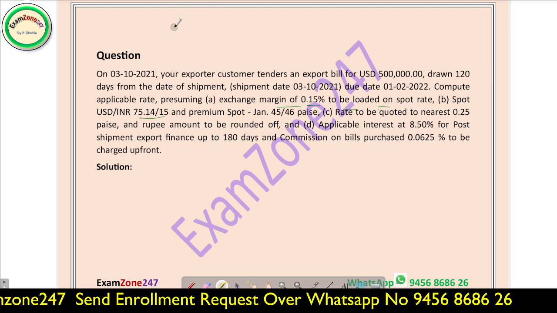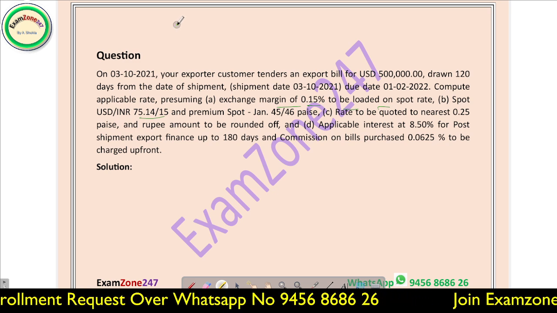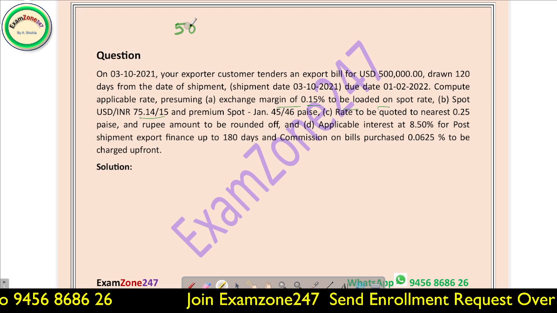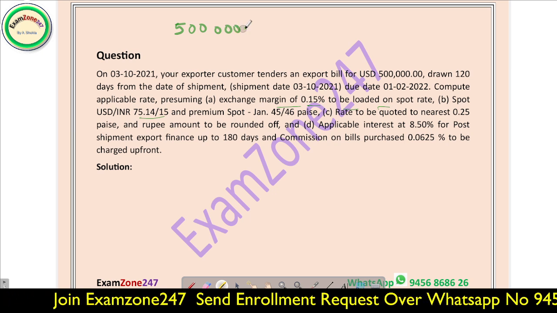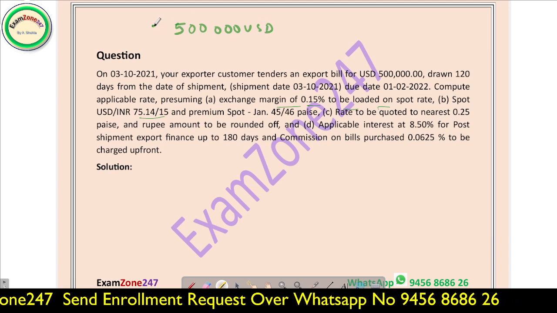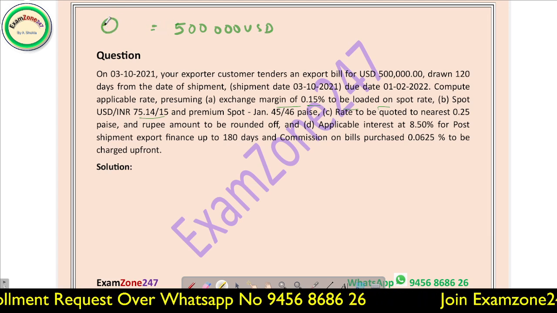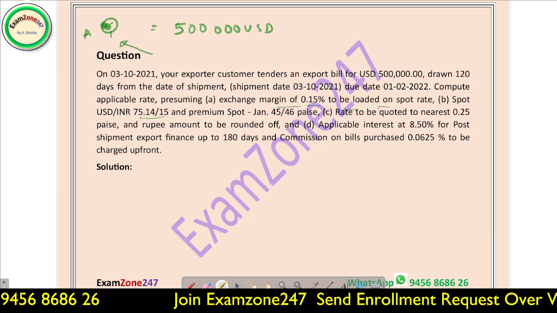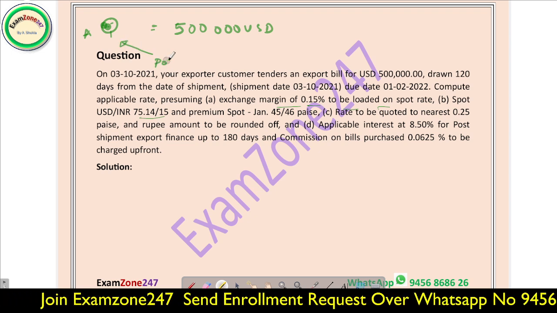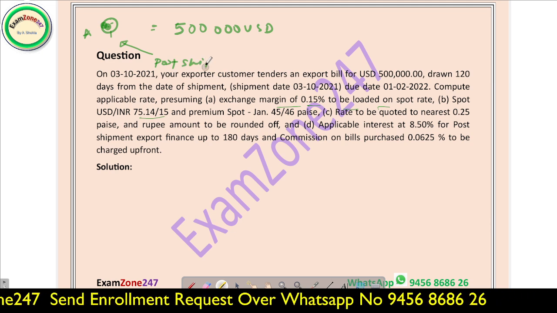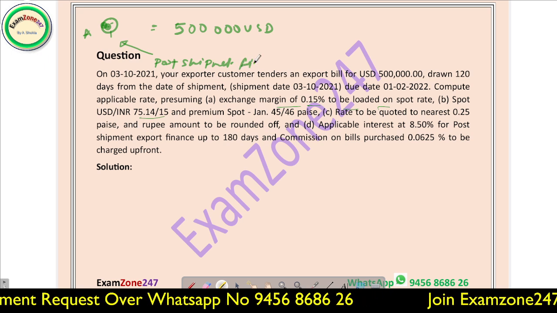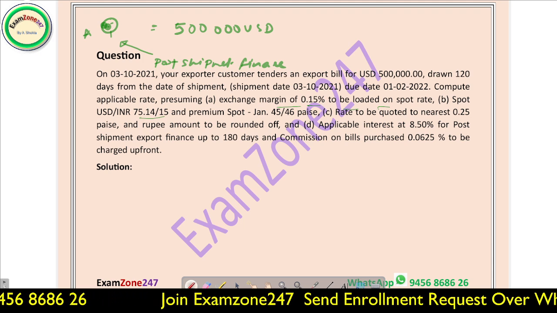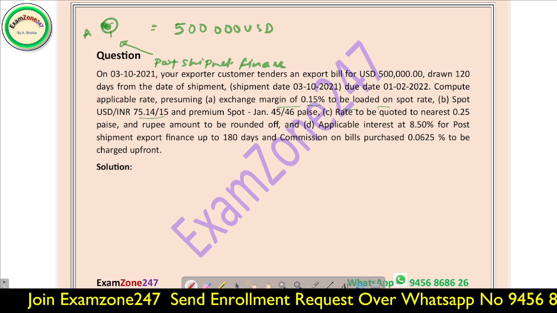Means there is an exporter who is to receive 5 lakh USD. Suppose this is exporter A. Further, in the question it is saying he has also availed post shipment finance. We will be looking after that also.